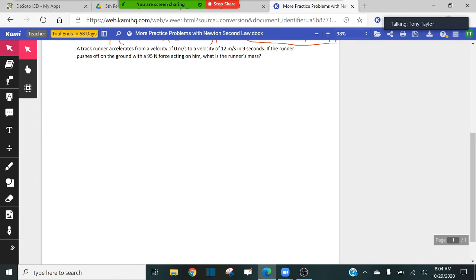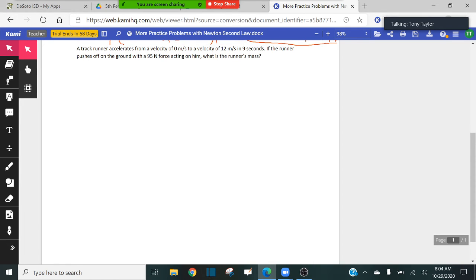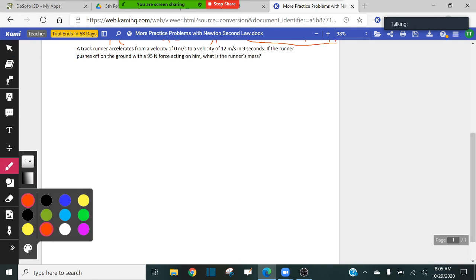So let's look at this one right here. It says a track runner accelerates from a velocity of 0 meters per second to a velocity of 12 meters per second in 9 seconds. If the runner pushes off on the ground with a force of 95 newtons acting on him, what is the runner's mass? Okay. I'm going to use different colors for this one.